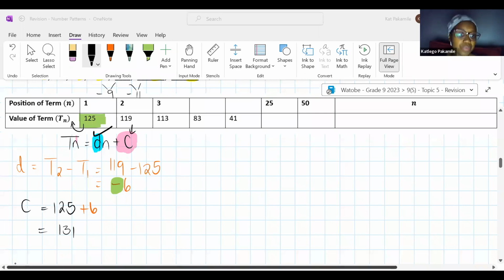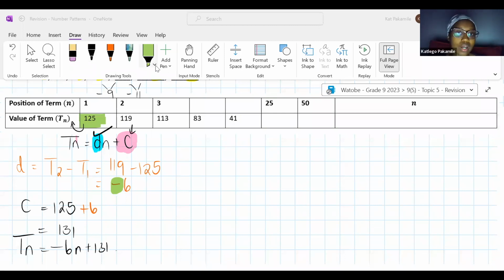Okay, so now we have our general formula. Tn is equal to -6n plus 131. Beautiful. Now we have to fill in this table, guys. So before we do that, I need to ask you guys, this 83 here, would I fill it in where we have Tn, or would I fill it in where we have N?